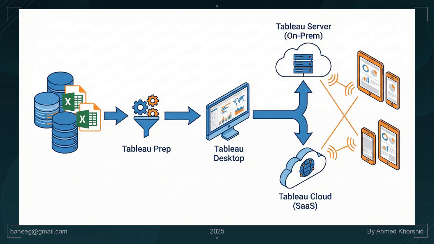Far left, database icons and Excel file icons. Arrow leads to Tableau Prep icon, cleaning. Arrow leads to Tableau Desktop icon, monitor showing a dashboard. Arrow splits to two clouds, one labeled Tableau Server, on-prem, and one Tableau Cloud, SaaS. End users with tablets and phones connect to the server cloud.